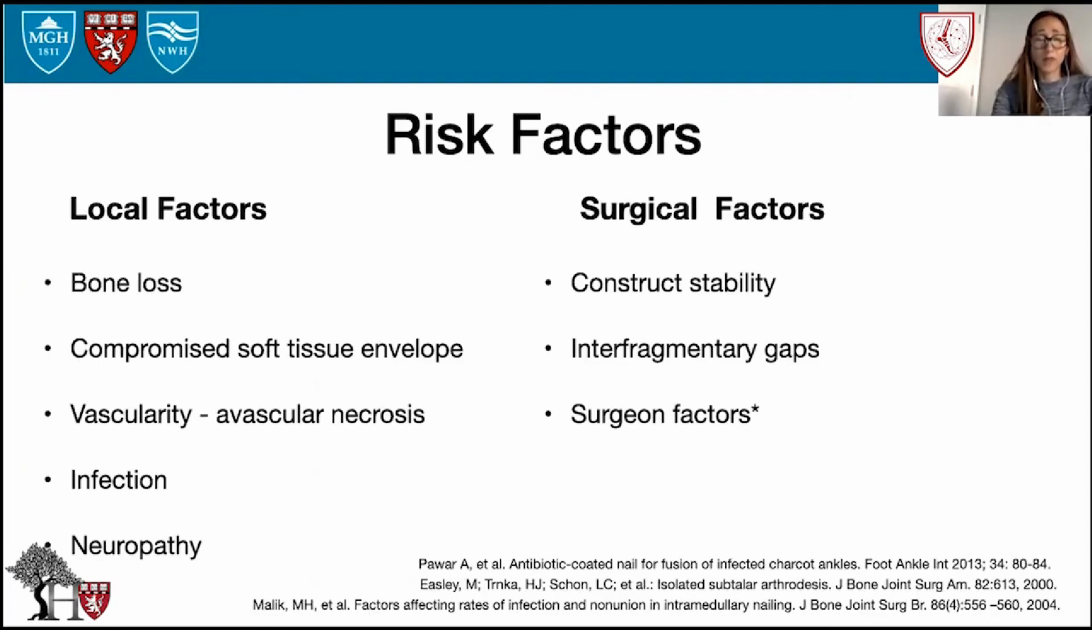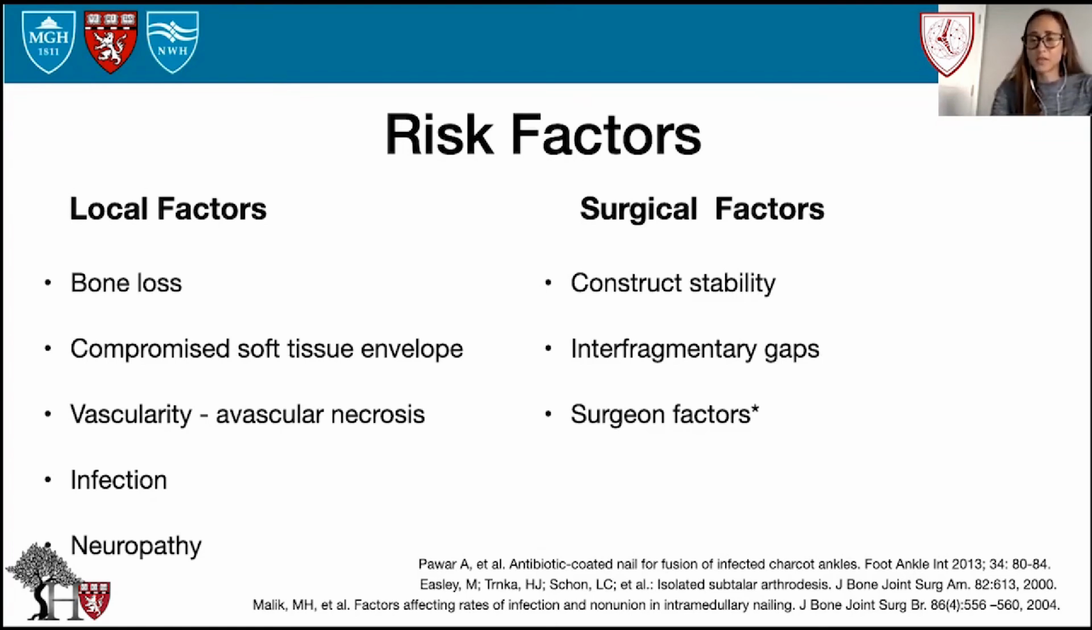In terms of local factors, patients with bone loss or compromise of the tissue envelope, these are usually combined together in patients with open fractures. This in some ways can result in avascular necrosis, infection, and this definitely decreases the chances of union. Neuropathy, whether it is associated with diabetes or not, is also related to an increased risk of complications, not only in patients with ankle arthrodesis, but also in patients with ankle fractures.